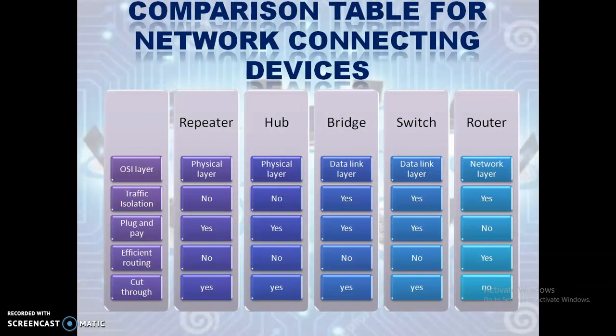This is the comparison among the various networking devices which we have discussed: repeater, hub, bridge, switch, and router. The comparison is based on which layer they operate in the OSI model, whether there is traffic isolation in the network device or not, what is the cut through, plug and play, and whether they have efficient routing strategies or not.